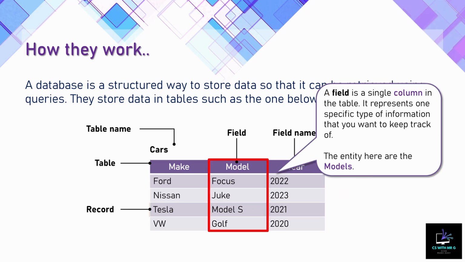A field, being a single column, represents one specific type of information, and for each field we can apply certain validation rules to make sure that data is entered in a certain way. For example, in this model field, we can make sure that it contains text, and we could limit how many characters are typed in for this field. But obviously, when we discover bigger tables with more types of information, we can then discover more validation types, knowing which ones to use and when.